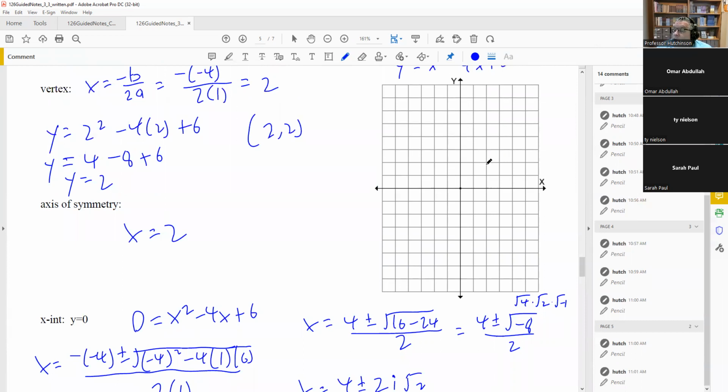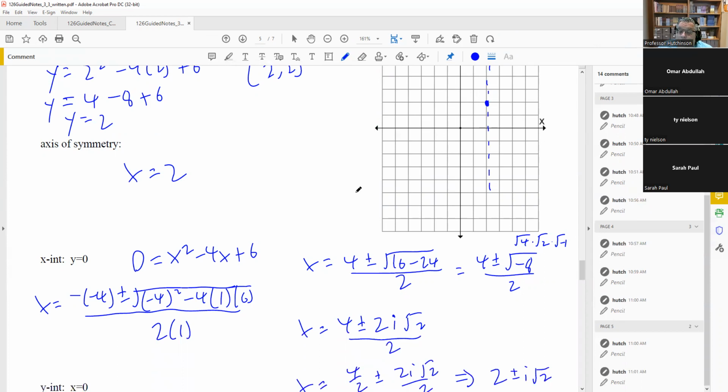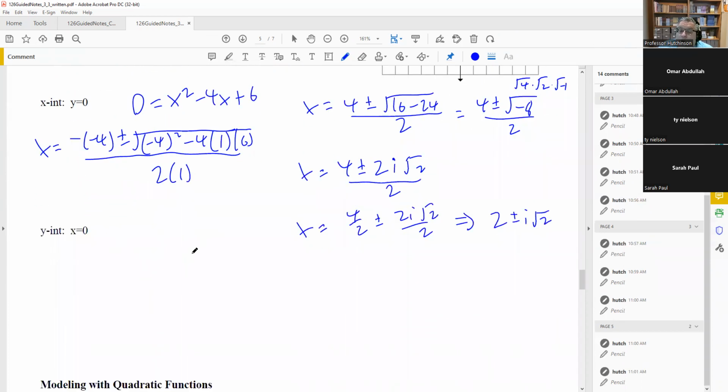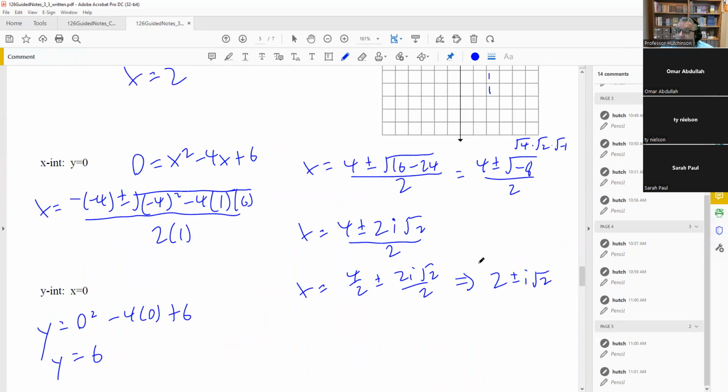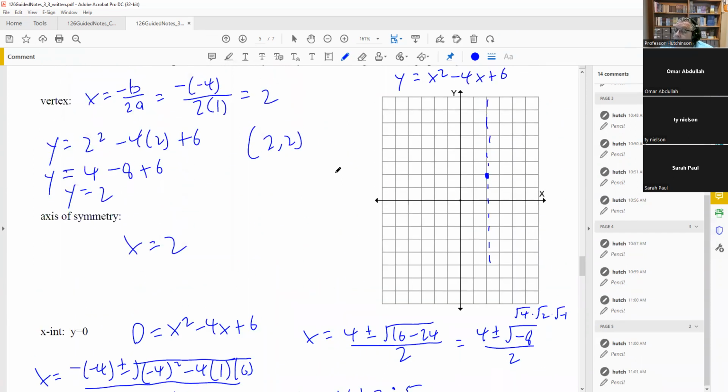So far, we've got the point (2, 2), and we also have our axis of symmetry down here. Okay, so that's all we have so far. But we can find one more point. We can find the y-intercept, where you put a 0 in for x. So I have 0 squared minus 4 times 0 plus 6. So I get y equals 6 for the y-intercept. So (0, 6) is another one that I can put on here. That's going to be right here.